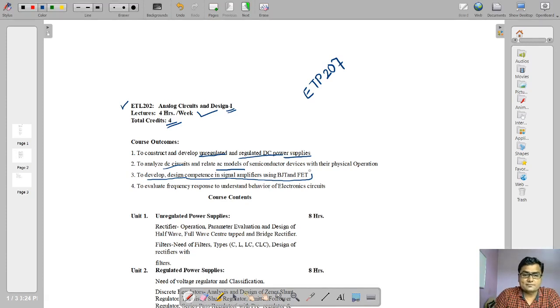Now the fourth one is again related to analysis with respect to frequency. Look at this. Fourth is evaluate frequency response to understand behavior of electronic circuit. To understand the behavior of any electronic circuit, we have to understand its frequency response, how this circuit behaves for different frequencies. That's what we have to understand, and that's why this frequency response chapter is included in your course.